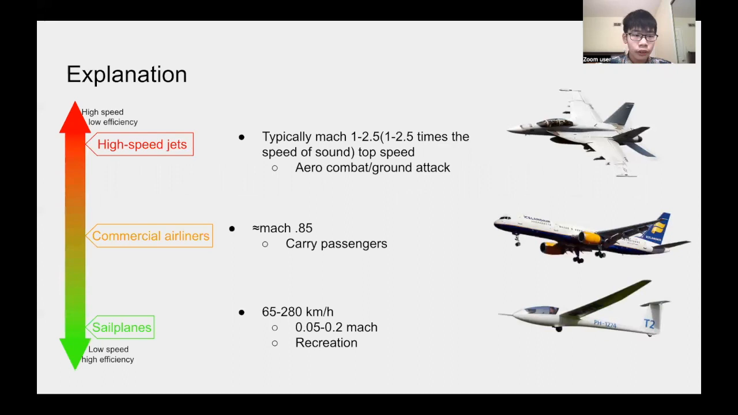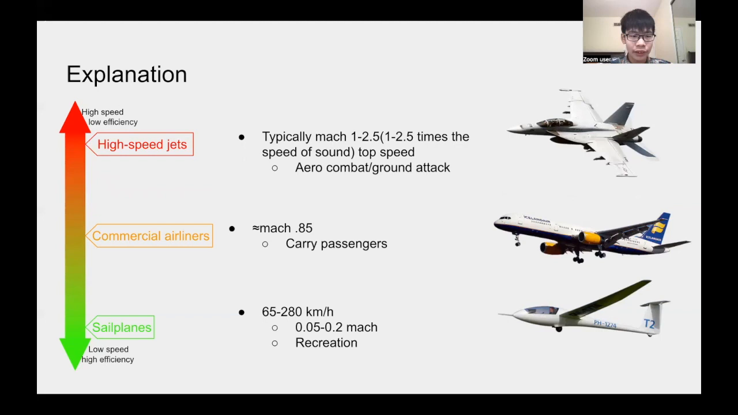I will first explain why I chose the three types. The main reason is that they are clearly distinct in most parameters. Or, more visually, I graphed it on a line as seen on the right of the screen. On the top end of the line is the high-speed jet, having a typical top speed ranging from 1.5 to 2.5 Mach, not very fuel efficient, and mostly military.